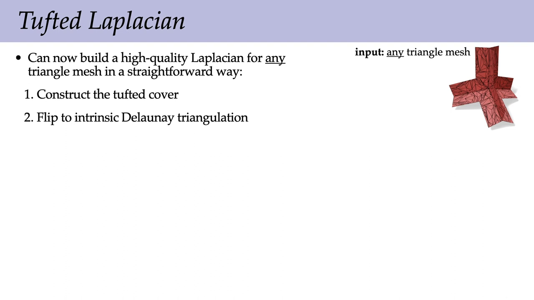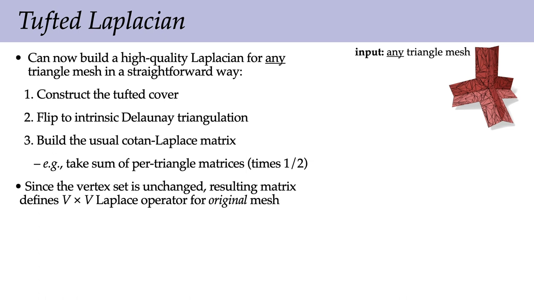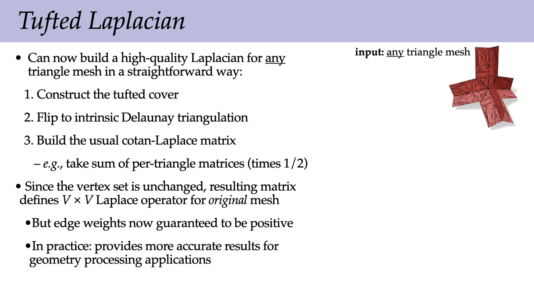We flip to the intrinsic Delaunay triangulation, read off the cotangent Laplace matrix, then we need to divide it by 2, because our tufted cover is a double cover of the original domain, and use this V by V matrix as the Laplace matrix for our original surface. Now it has all the guarantees we love about the intrinsic Delaunay Laplacian, including all positive edge weights, and generally more accurate results across lots of functions in geometry processing, like we saw in the previous section.